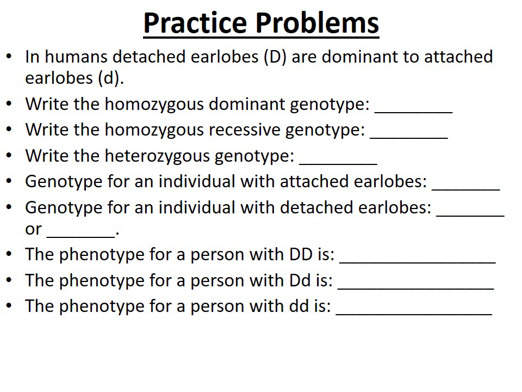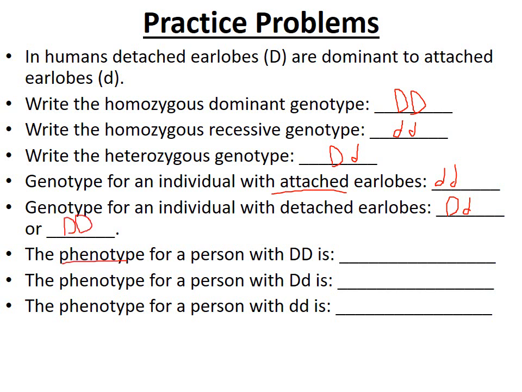In humans, detached earlobes are dominant to attached earlobes. Write the homozygous dominant genotype: big D, big D. Write the homozygous recessive genotype: little d, little d. Write the heterozygous genotype: big D, little d. Genotype for an individual with attached earlobes: attached is recessive, so no choice but little d, little d. Genotype for an individual with detached earlobes: that's dominant, so there are 2 possibilities, big D, little d, or big D, big D.